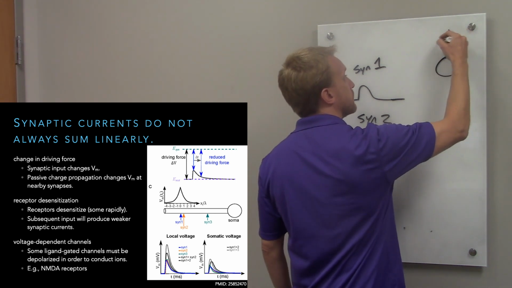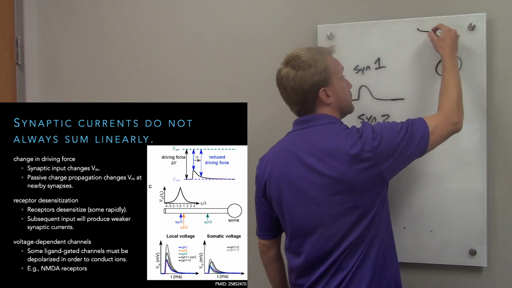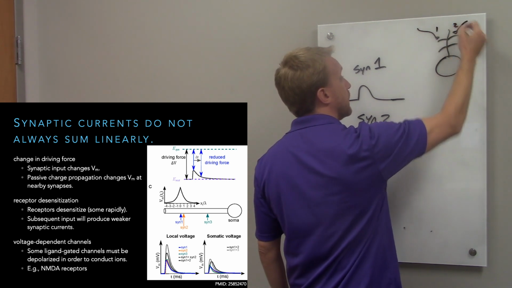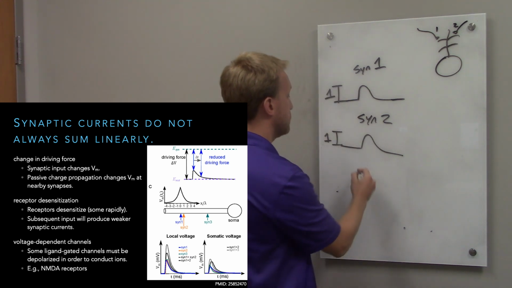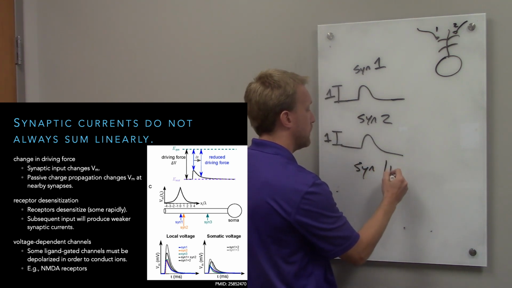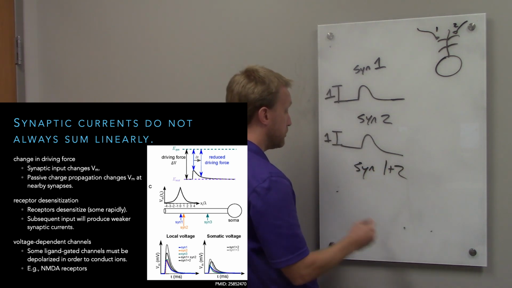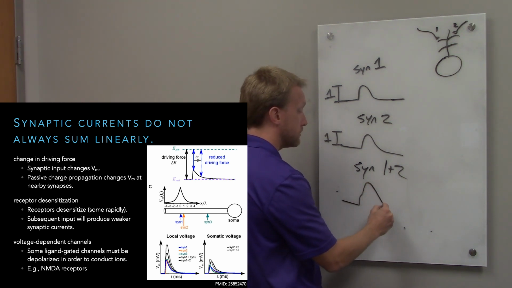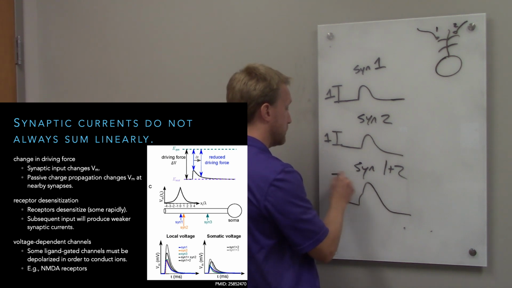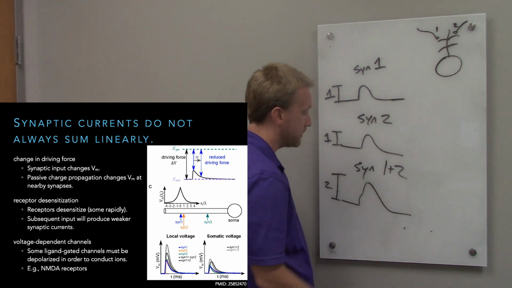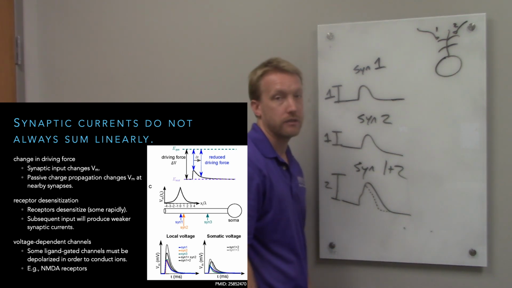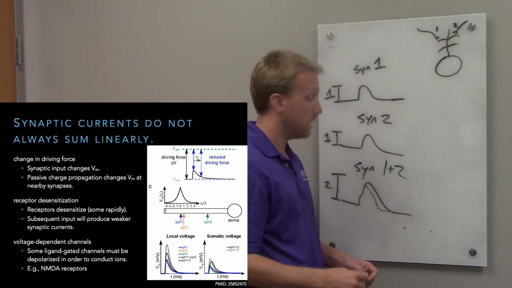Alright, so let's get us a little neuron over here, and we've got 2 synapses coming in. Synapse 1, synapse 2. Let's see, what would synapse 1 and 2 look like? Well, you would expect that we get 1, 2 units. That would be the expectation. That's not what we see. We see something less than 2 if the input is weak.